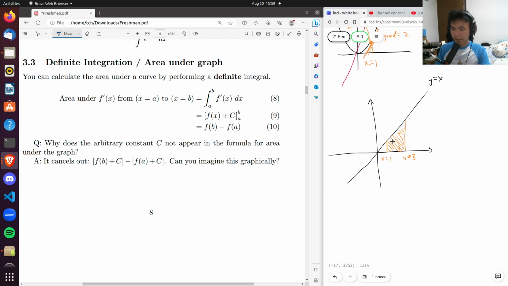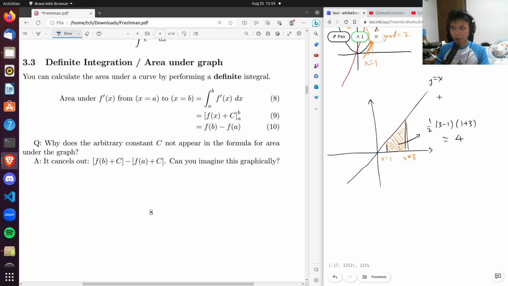So in this case, the area is just half times 3 minus 1, times the sum of the two heights here, which is 1 plus 3. And this gives me 4. This is easy because the graph is linear, so any area under the graph will be a trapezium.